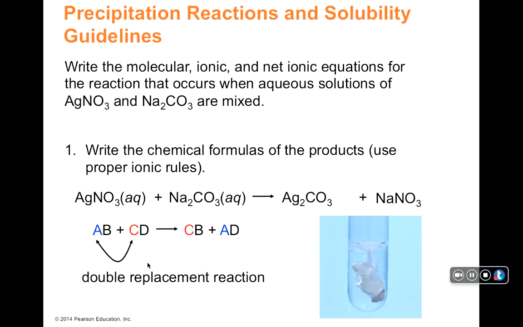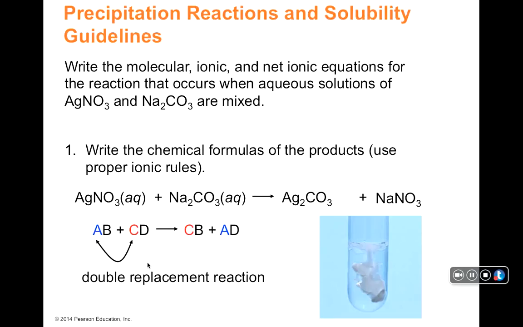This is essentially, all of these are double replacement reactions. So if you think about the first reactant being AB, the second reactant being CD, then you're just recombining the 2 products there to form CB and AD as listed. So with silver nitrate and sodium carbonate, the silver positive cation will recombine with the carbonate anion to form silver carbonate. And then the sodium cation of the second compound will combine with the nitrate anion to form sodium nitrate. Okay, so they're essentially swapping partners there.